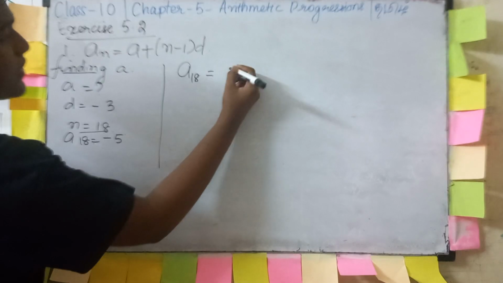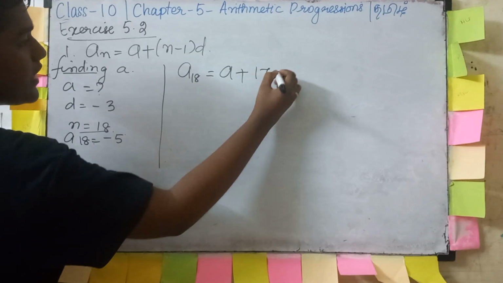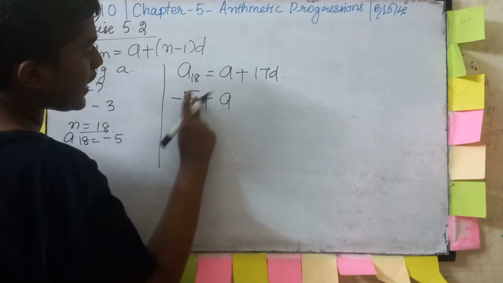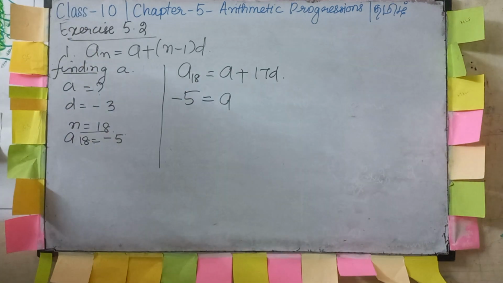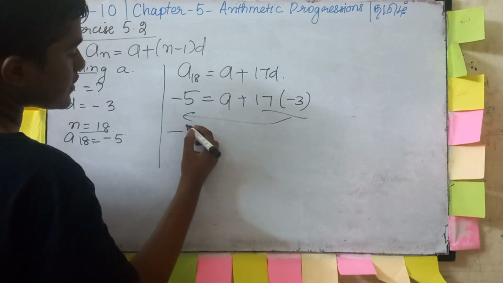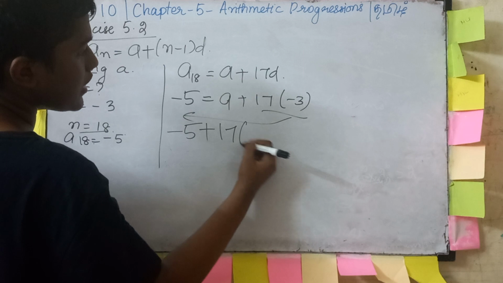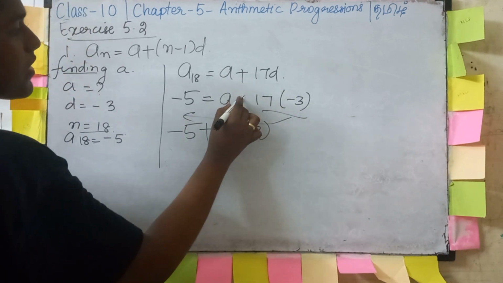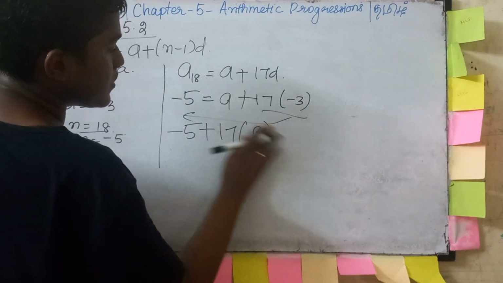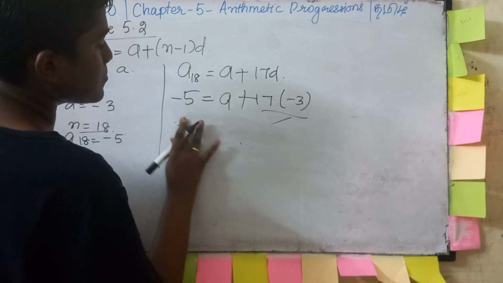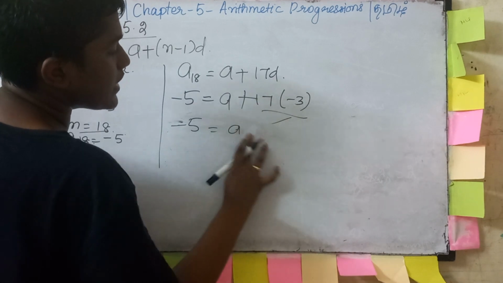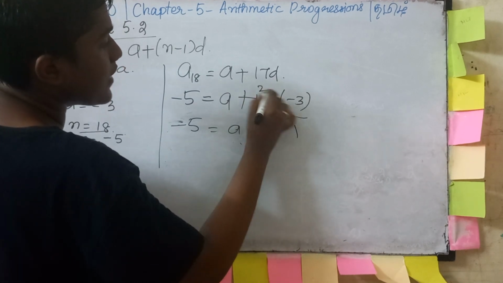A 18 equals A plus 18 minus 1, 17D. What is A 18? Minus 5. We are going to find A. What is 17D? 17 into minus 3. Bring this to the LHS. So we will be getting 17 into 3, because this will become minus and this thing will turn into plus. Minus 5 equals A plus 17 into minus 3. 7 3s are 21, so 51.